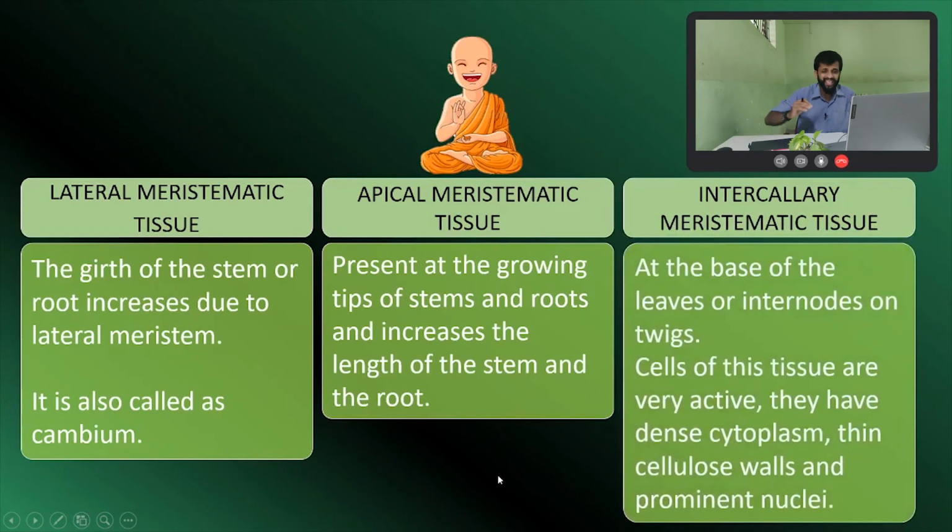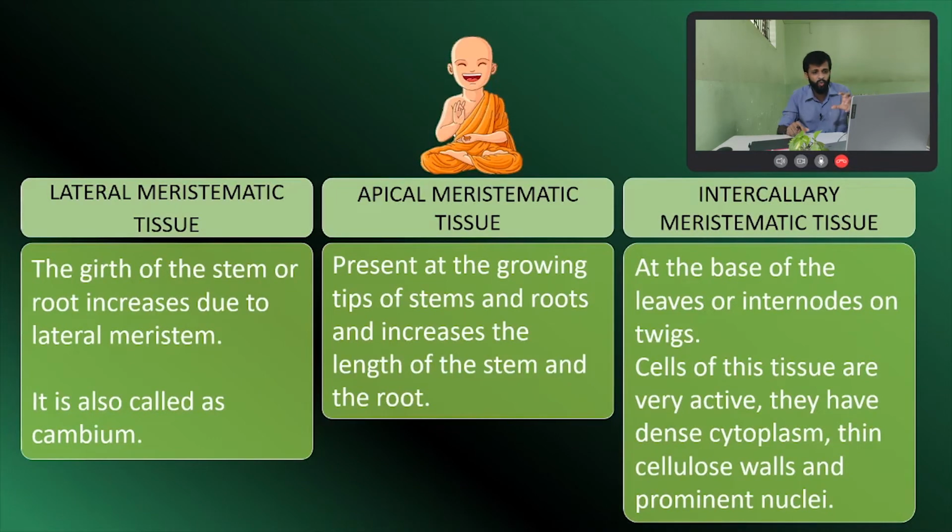Next one is intercalary meristematic tissue. Now, where is it found? At the base of the leaves or internodes of the twigs. So, what do we mean by internodes? The place where two twigs come out, that's the internode. There, the cells of these tissues are very active. They have dense cytoplasm, thin cellular walls, and prominent nuclei.